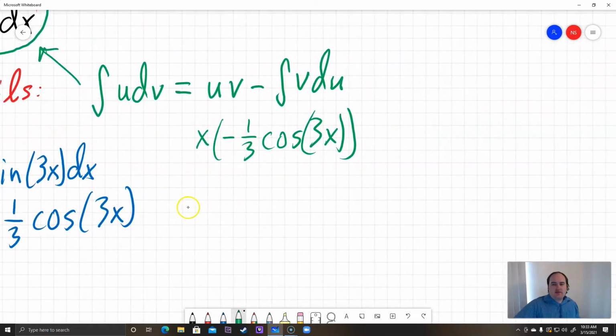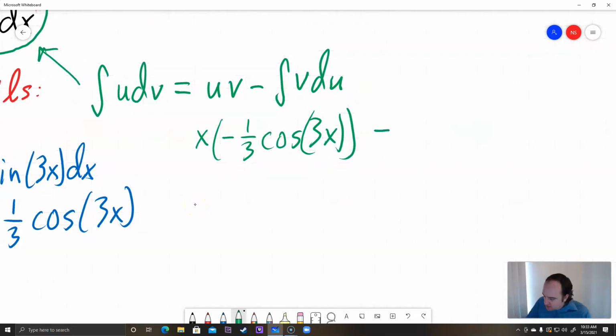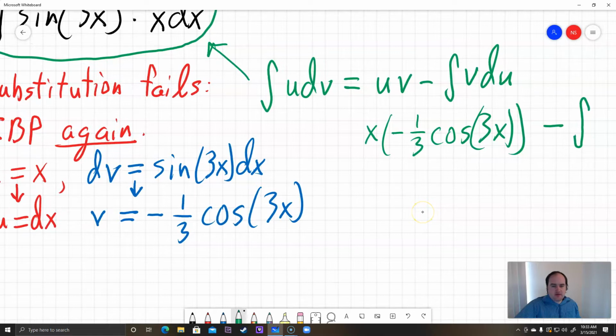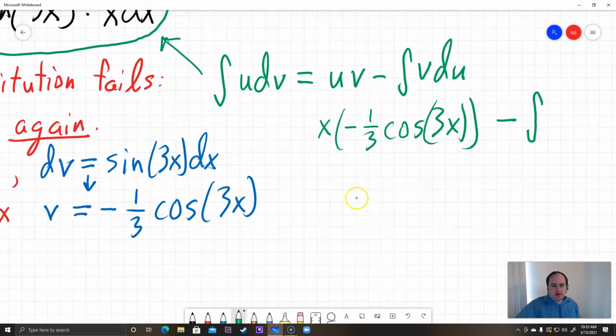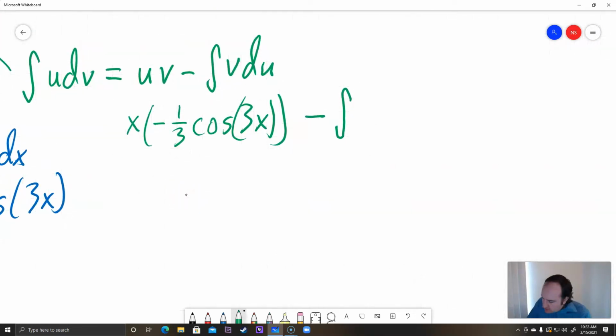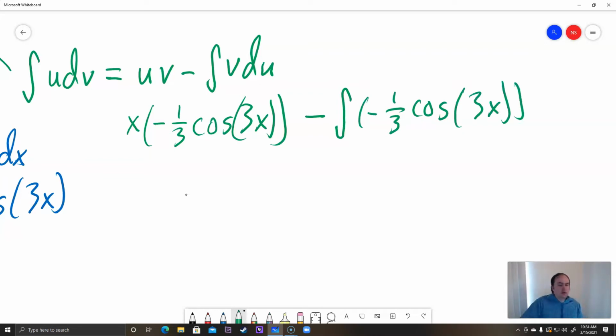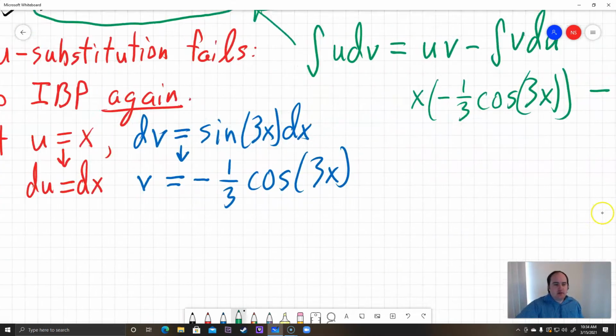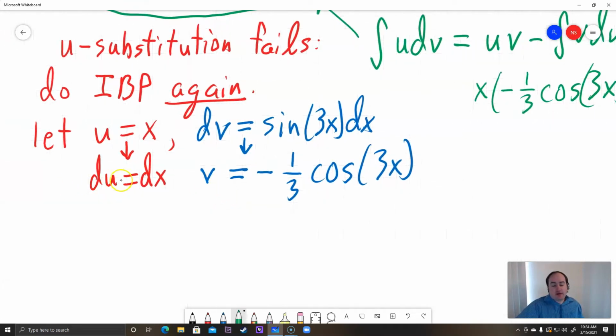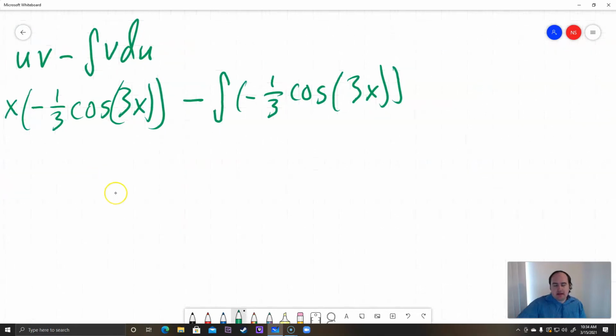Okay, and then we have minus the integral of v du. So here, sadly, we have to do another integral. So we have minus the integral of v, which is negative 1/3 cosine of 3x, times du. Well, fortunately here, we finally simplified our u down to a dx. So here du is just dx.